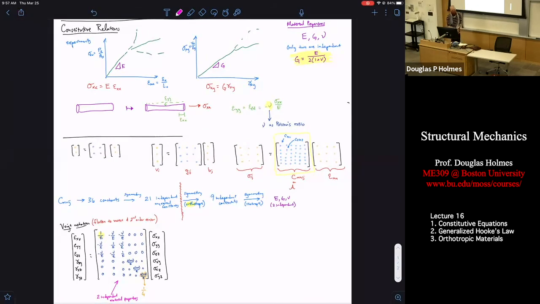Have I lost you? How are we doing? Why don't you think on that for a few minutes? Let's take a break until 10:05, and then we'll come back and flesh out generalized Hooke's law and then talk about orthotropic materials.